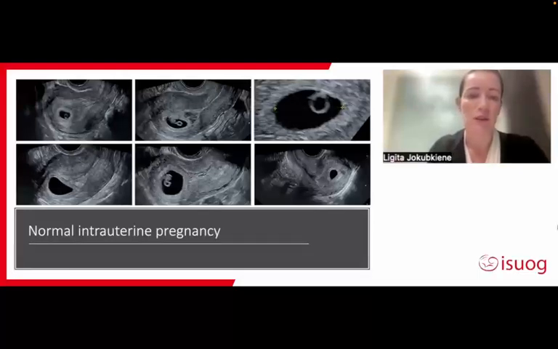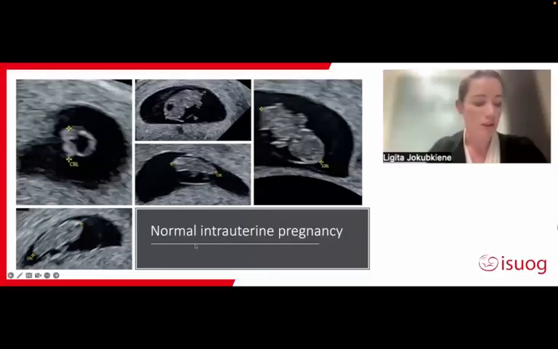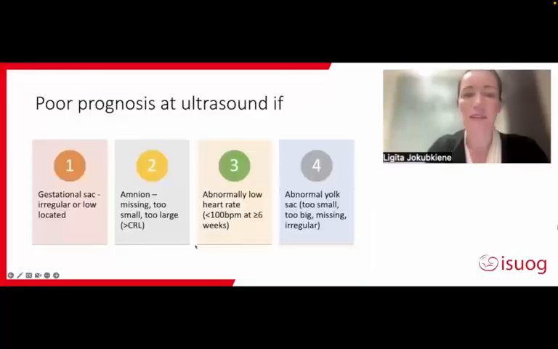So here you see a series of normal intrauterine pregnancies, and here as well, with advancing gestational age, we can also see the measurement of the crown-rump length of the pregnancies depending on which week we are. And of course, in larger embryos, we can also see the heartbeat at ultrasound.